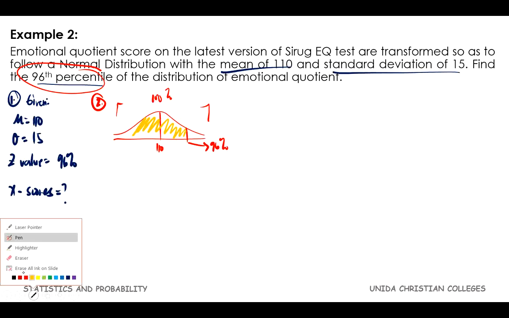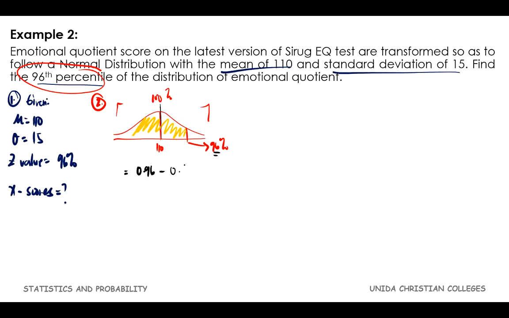Para makuha natin yan, class, ang gagawin natin, alam natin na this is our starting or yung center. Okay? Para makuha natin yung part na yan, ang gagawin natin is 0.96, which is ito, class, minus 0.5000. Okay? Or, pwedeng ganito. Same lang naman yan, class. Para may alignment. Okay. Then, the answer is 0.46.